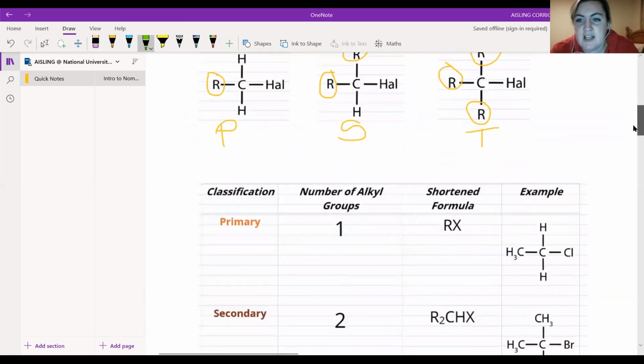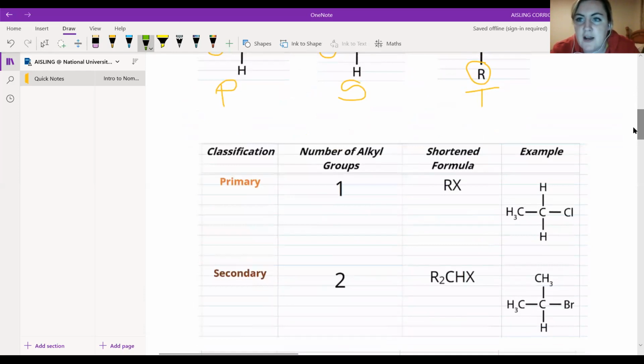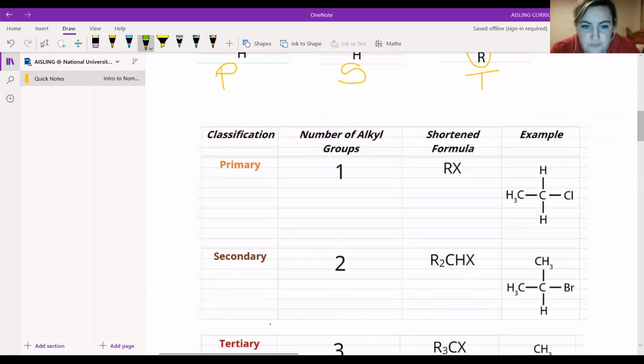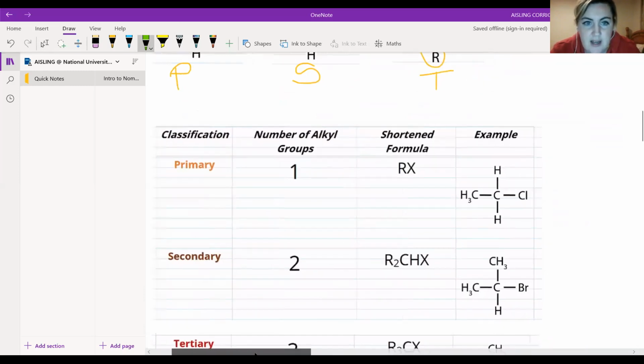This can be summarized in a nice little table where we can integrate our nomenclature also. So again, we see here that the primary halogenalkane is where it has the one alkyl group, i.e. that one R. The shortened formula is RX, alkyl with the halogen. And if we look over here, we see that this halogen, our chlorine, is attached to this carbon.